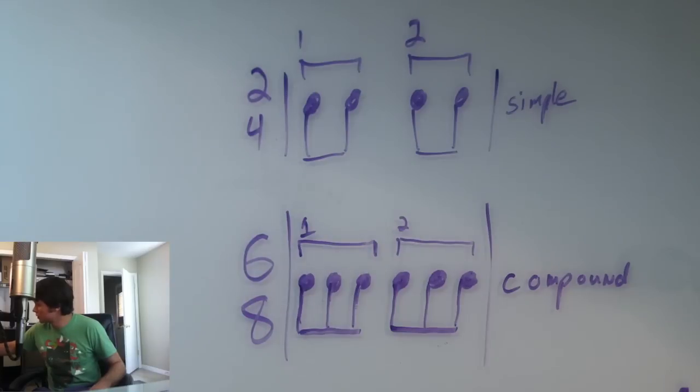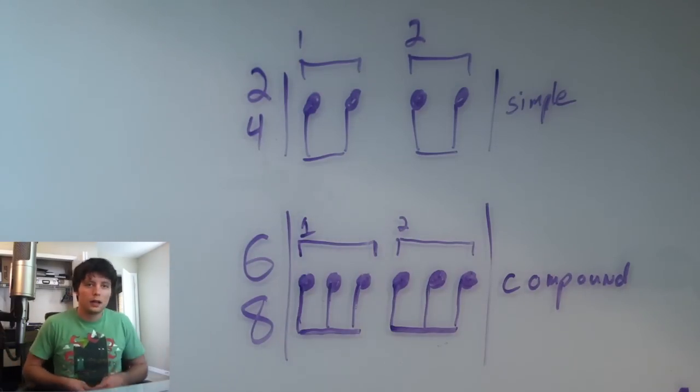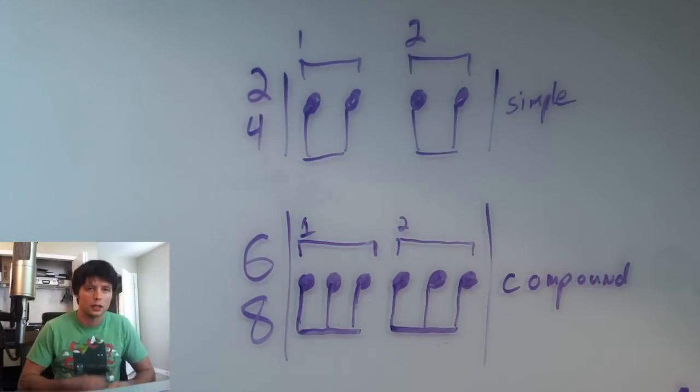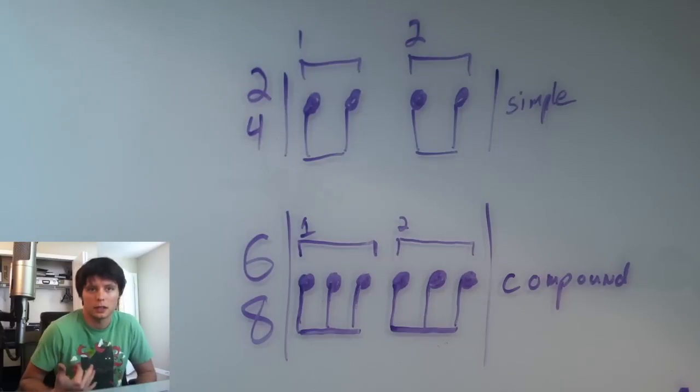Here, each beat has 3 parts to it. Just like that. And as you can tell, it's actually a really big difference. It has a very different feel to it. And that's the big difference between simple time and compound time.